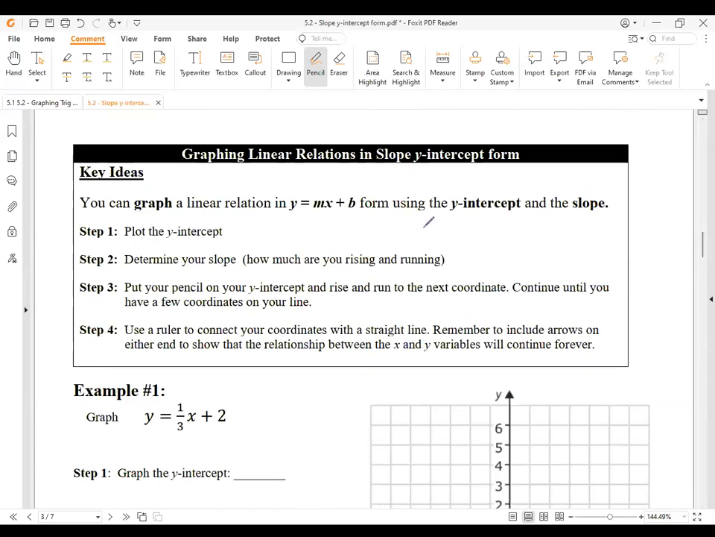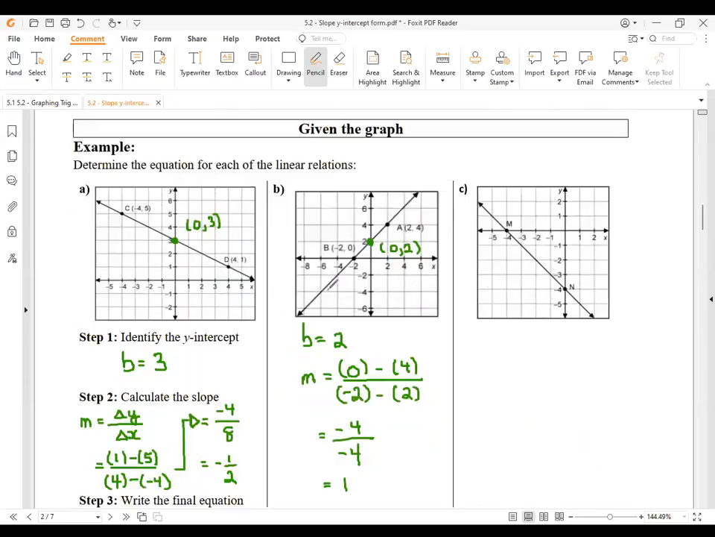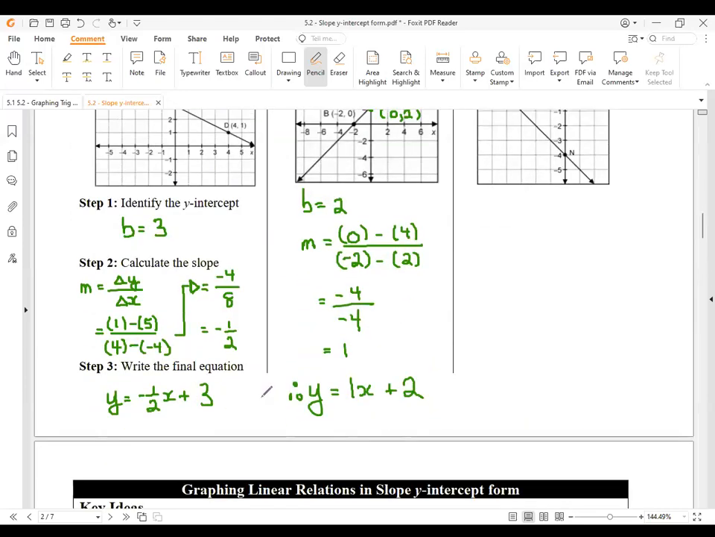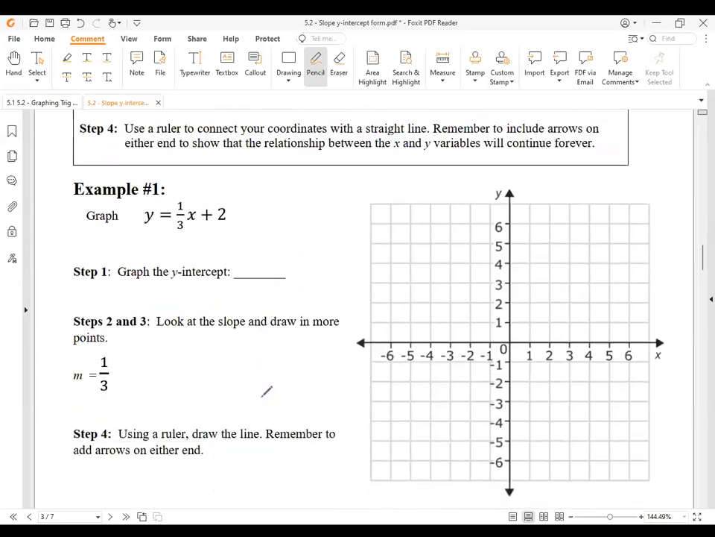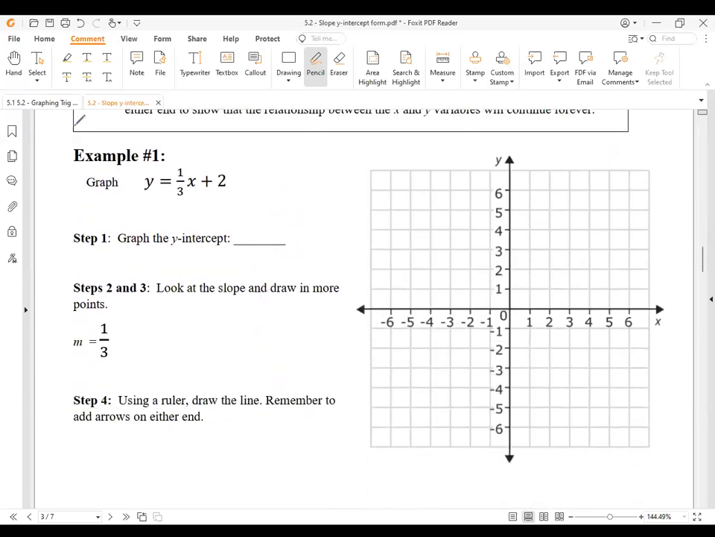Graphing linear relations in slope y-intercept form. If I give you the equation, just like how a graph gives you an equation, if I give you an equation, you should be able to graph. Here we go. Here is your equation, 1 over 3 x plus 2. Start with the y-intercept, which is 0, 2. Please place that there. That's the first step.